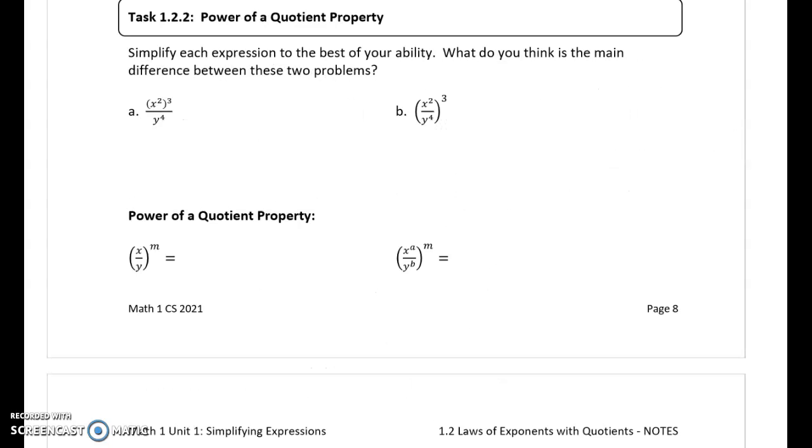All right, so with this next section, we're going to talk about the power of a quotient property. We're going to step back here for the first 2 examples and see if you can figure out the answers on your own. Again, you're going to simplify each expression to the best of your ability. What do you think is the main difference between these 2 problems? Again, we're trying to simplify these 2 expressions as best as we can.